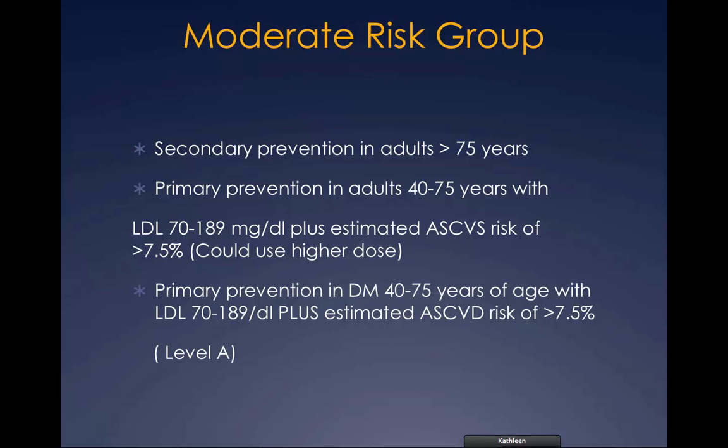Moderate risk group, secondary prevention in adults greater than 75 years old. Primary prevention in adults between 40 and 75 years with an LDL of 70 to 189, plus an estimated risk score of greater than 7.5. With this, it potentially could go to a higher dose. Primary prevention in diabetics between the age of 40 and 75 years of age with an LDL between 70 and 189, plus an estimated risk of greater than 7.5. And this is level A evidence.